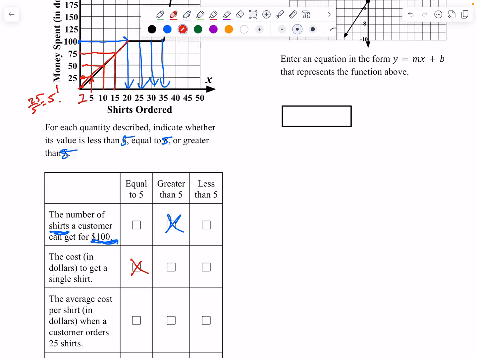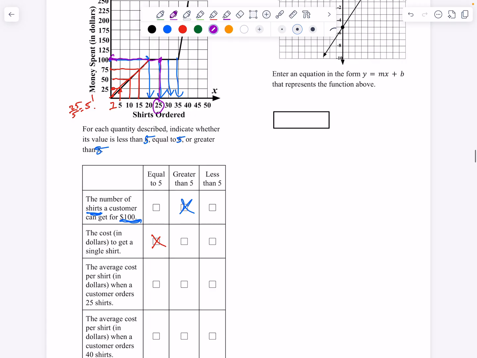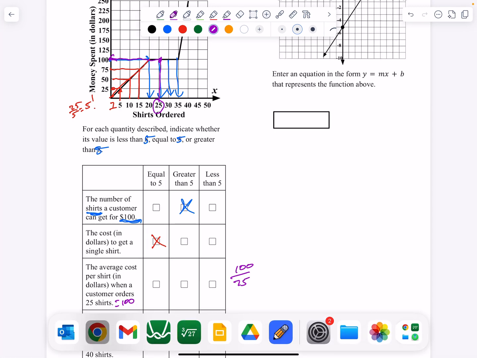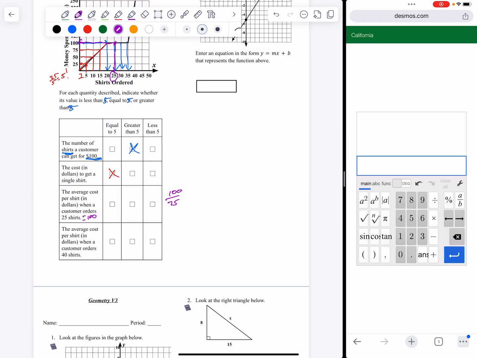Okay. The average cost per shirt in dollars when a customer orders 25 shirts. So where's 25 shirts? 25 shirts is right there. How much did I pay? I paid 100. We already did that earlier. So 25 shirts equals 100. So what's the average cost? What is 100 divided by 25? Calculator time. Some of you guys already know it, but hey, I'm going to just triple check. Okay, I have the technology. I might as well use it. 100 divided by 25 equals 4. So if it's 4, it is less than 5.